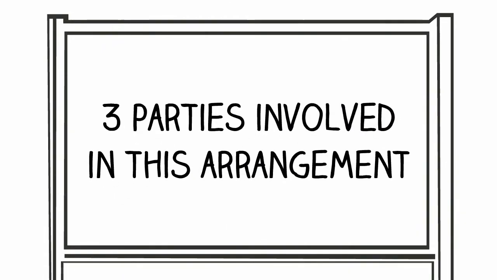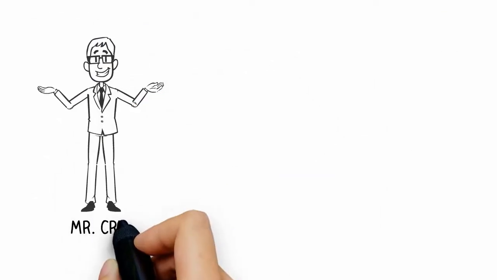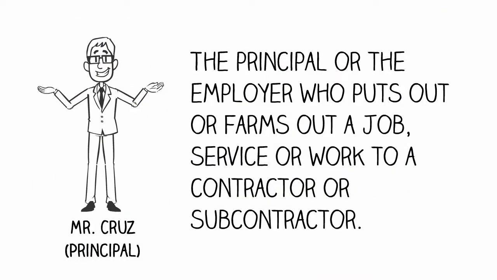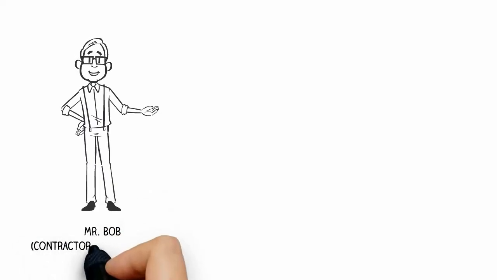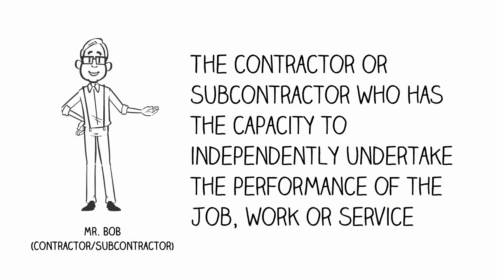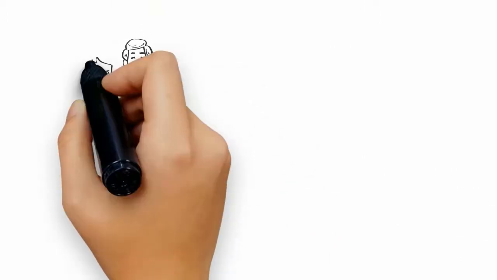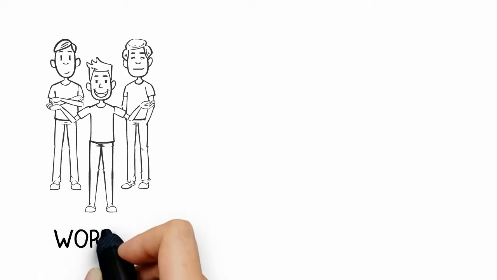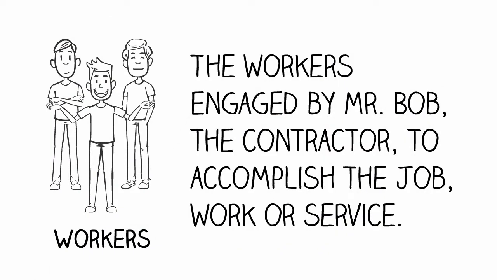As you can see, there are 3 parties involved in this arrangement: Mr. Cruz, the principal or the employer who puts out or farms out a job, service or work to a contractor or subcontractor; Mr. Bob, the contractor or subcontractor who has the capacity to independently undertake the performance of the job, work or service; and the workers engaged by Mr. Bob, the contractor, to accomplish the job, work or service.